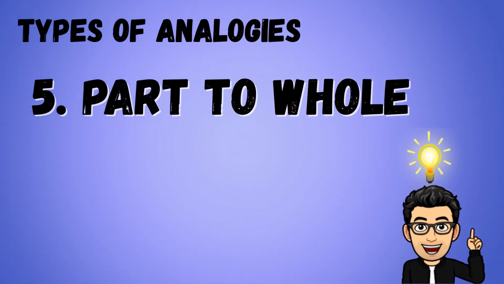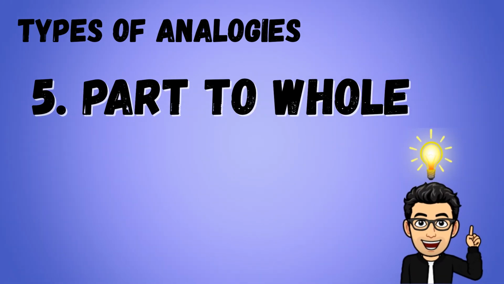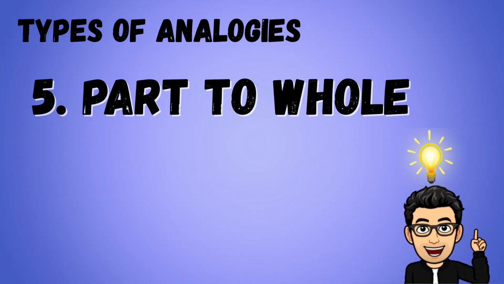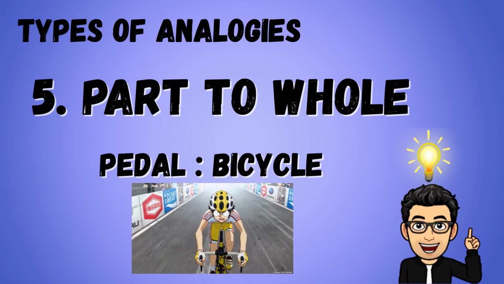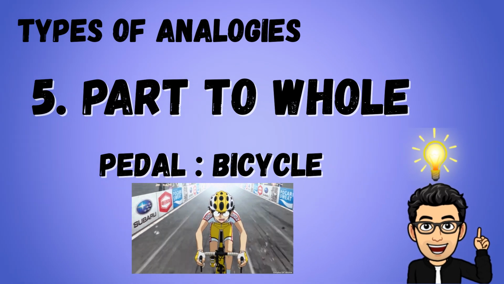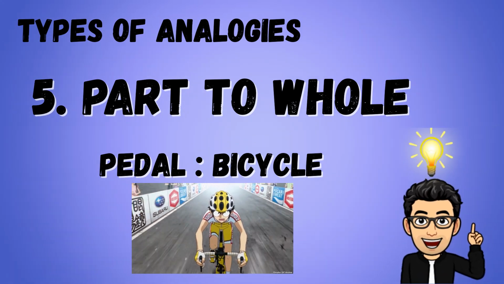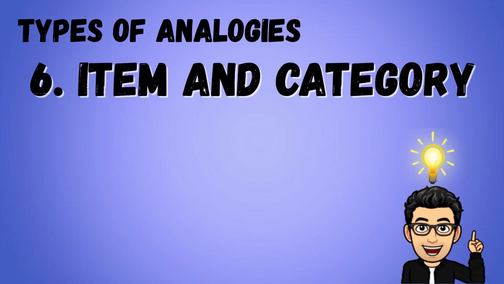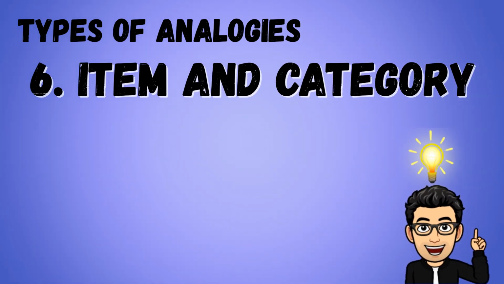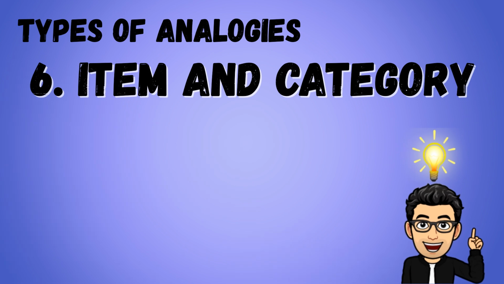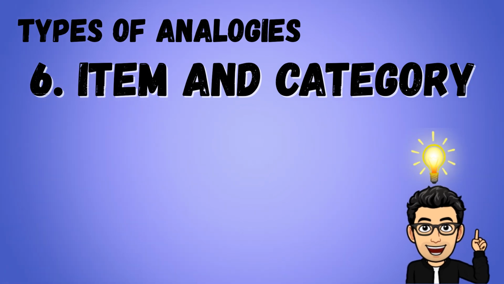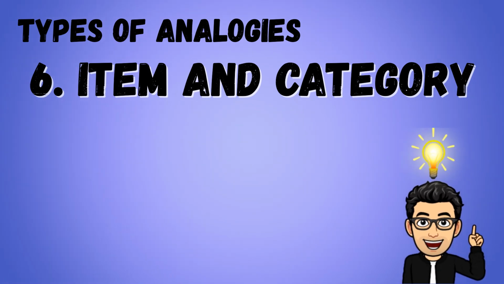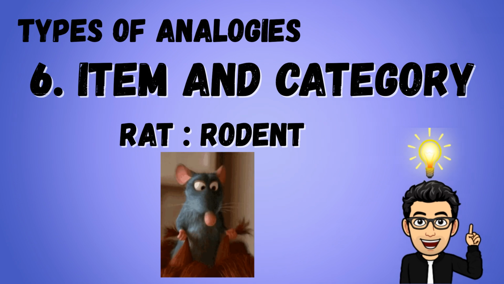Part to whole. This analogy means that one word of a pair is a part, while the other word is the whole object. The sixth one is item and category. This means that one word of the pair represents the class or category of the other word, or one word is a subtopic in a larger group. For example, rat is to rodent.